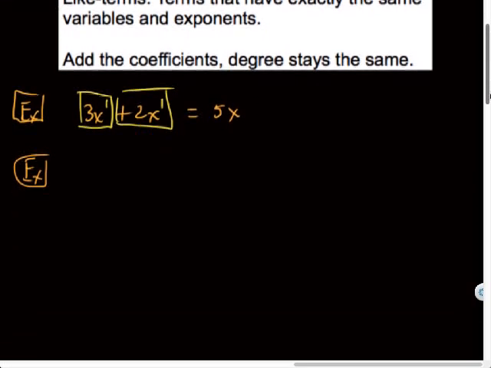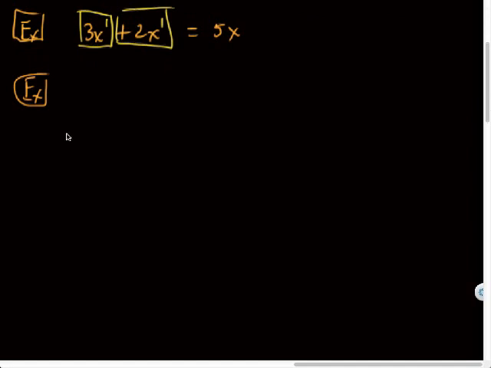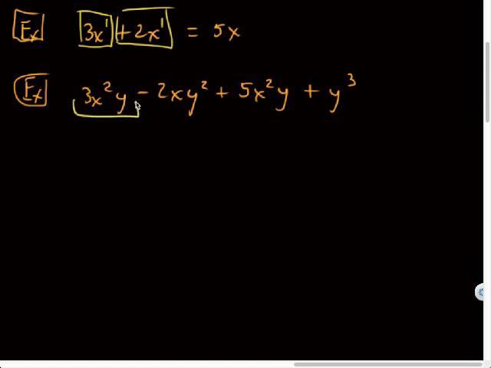Okay, let's look at this one. What if I've got 3x squared y minus 2xy squared plus 5x squared y plus y cubed? Crazy sauce, huh? Well, I just wrote that as you said it. Excellent. So when I go through, first of all, how many terms are here? There are 4 terms. These are the terms. Terms are kind of separated by plus or minus signs. You can think about it that way.